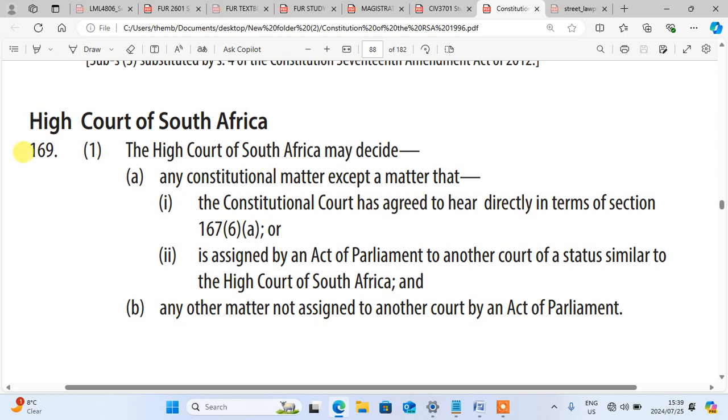Section 169 made it clear that the High Court of South Africa may decide any constitutional matter except a matter that the Constitutional Court has agreed to hear directly in terms of Section 167, which is exclusive jurisdiction, is assigned by an Act of Parliament to another court of status similar to the High Court. Any other matter not assigned to another court by any Act of the Parliament. So we have heard it.